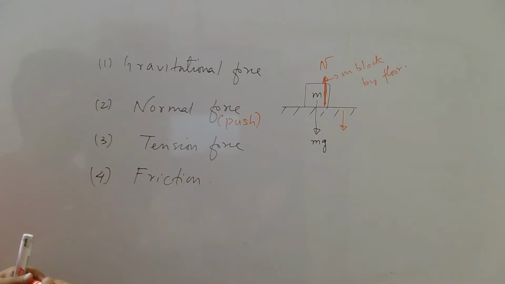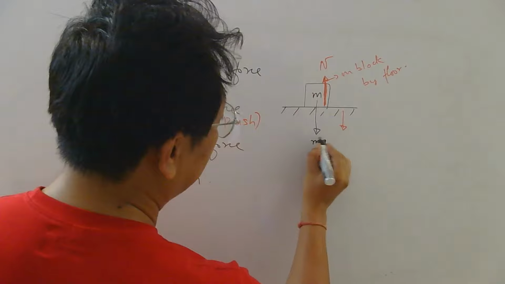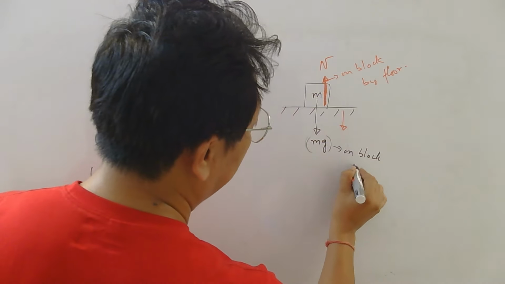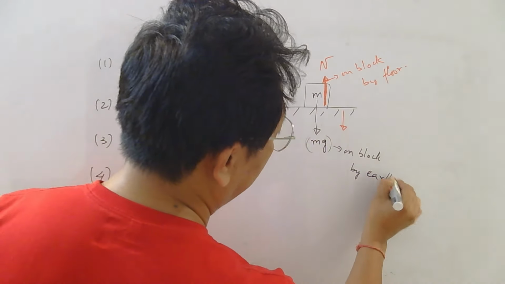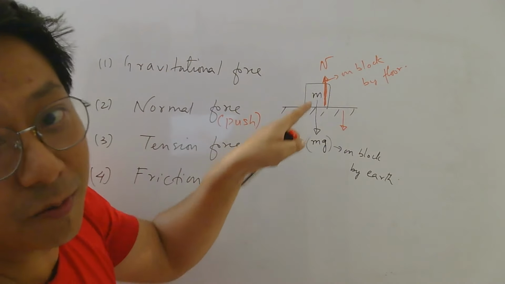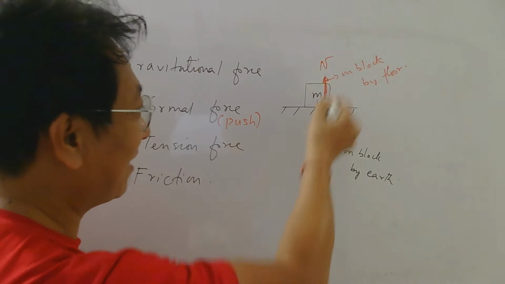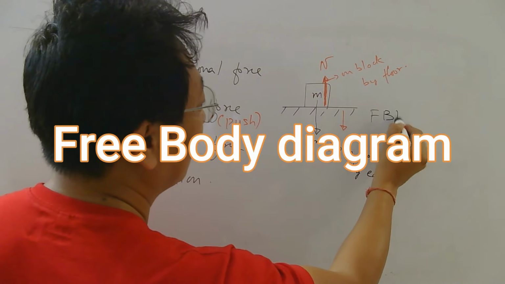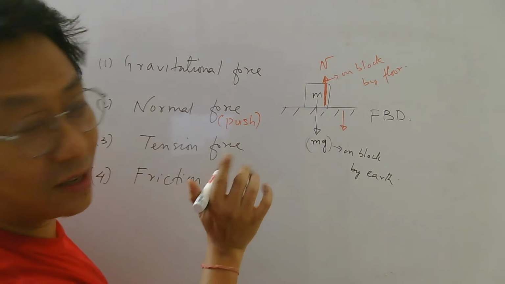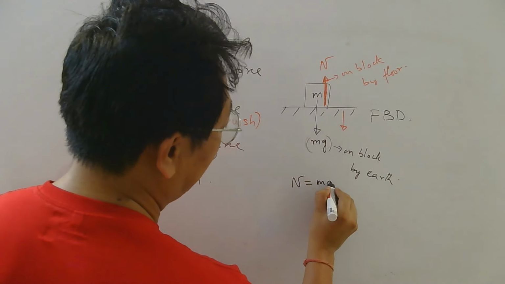Clear? Now, these two forces are acting on the block, right? This is on block by floor. This is gravity, so this is on block by Earth's gravity, isn't it? So these are both forces on the block. Such a diagram where you draw forces on a system, first you have to choose the system, that diagram is called a free body diagram. Okay. And now you know if this block is at rest, let's say, then there is no acceleration along the y-axis. So normal force should balance mg.